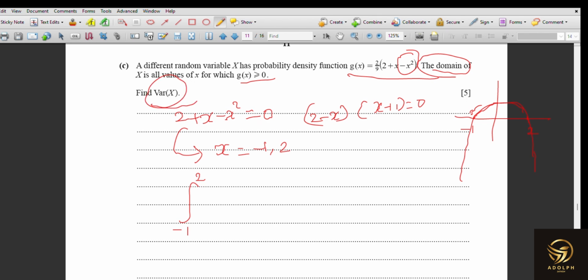If you want to find out the variance, we should have two things. One is x square times f of x, which is g of x here, that we should find, and we should subtract it with the mean. What is the mean here? As it is a parabola, the mean will be the vertex. What is the vertex? For -1 to 2, the vertex is going to be the midpoint of this, which is 0.5. So E of x is 0.5.